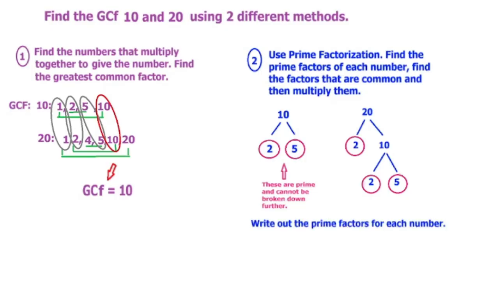So now write out the prime factors for each number. So for 10, it's 2 times 5, which equals 10. And for 20, it's 2 times 2 times 5, which gives you 20.